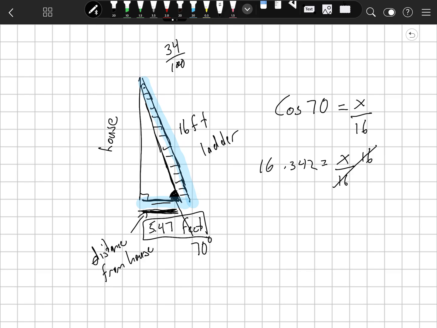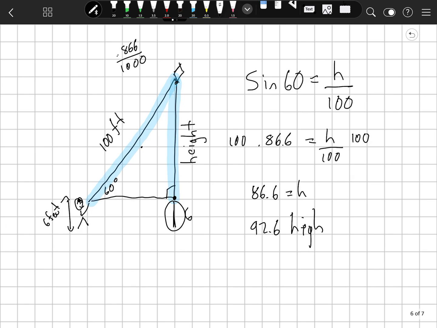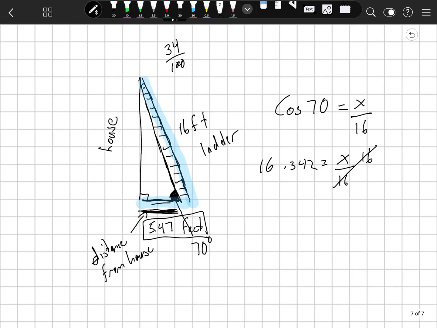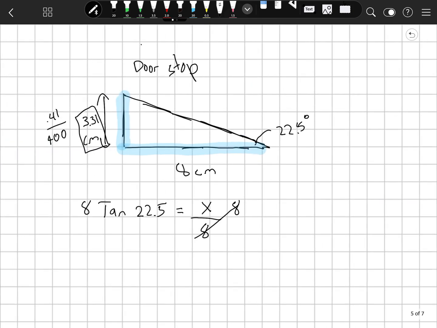Okay, take a good look at this. We have opposite and hypotenuse there. Here's our angle, we have adjacent and hypotenuse, which is cosine. Here's our angle. We have opposite and hypotenuse, which was sine. There's my angle. And we have opposite and adjacent, which was tangent. We were able to solve all three of those.